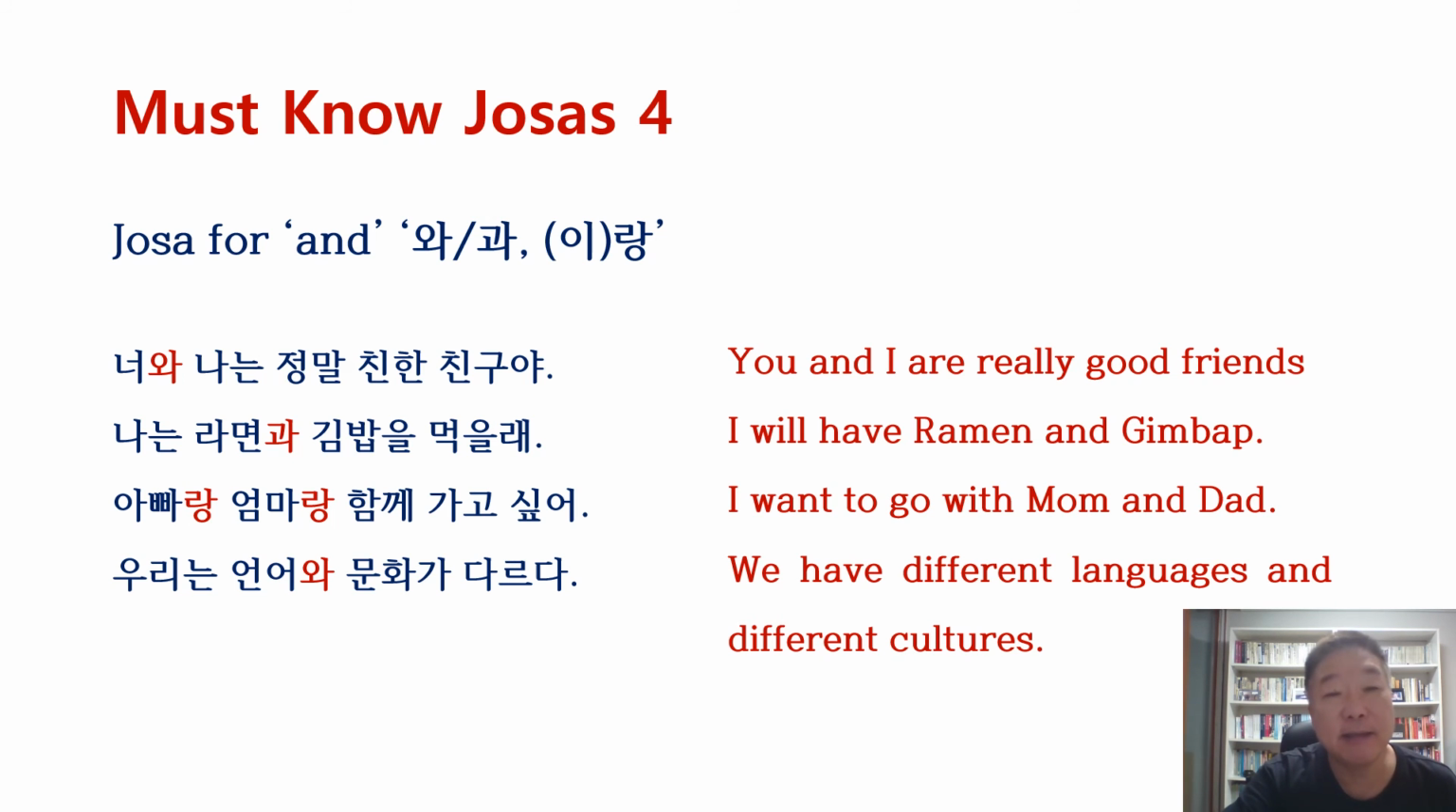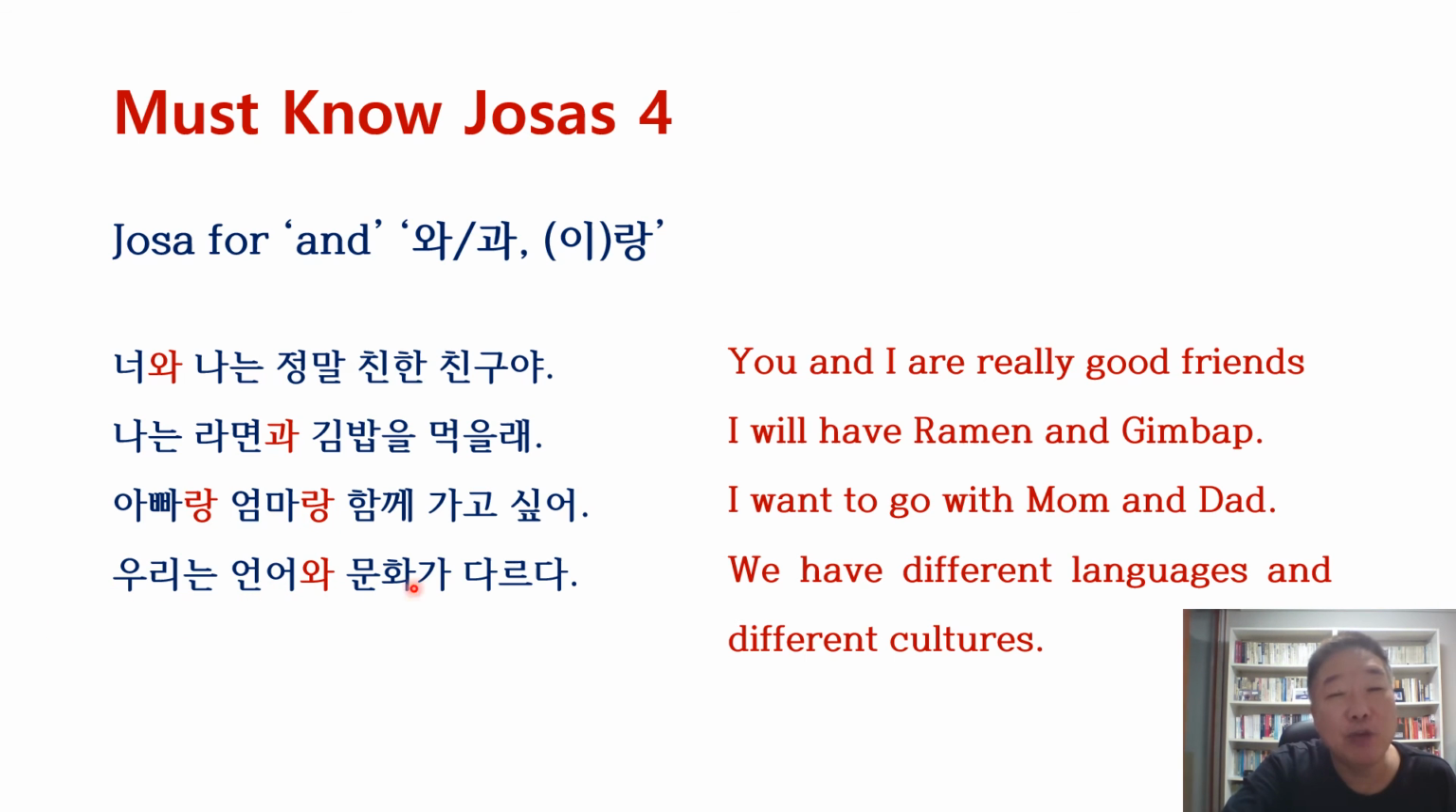Let's see these sentences. 너와 나는 정말 친한 친구야. You and I are really good friends. 와 is 조사, and 와 means and. You and I, 와. Easy, 와. 나는 라면과 김밥을 먹을래. 과 is the 조사, and the meaning is and, easy. I will have ramen and 김밥. 아빠랑 엄마랑 함께 가고 싶어. I want to go with mom and dad. 랑 is 조사, 랑. We say 랑 two times sometimes.